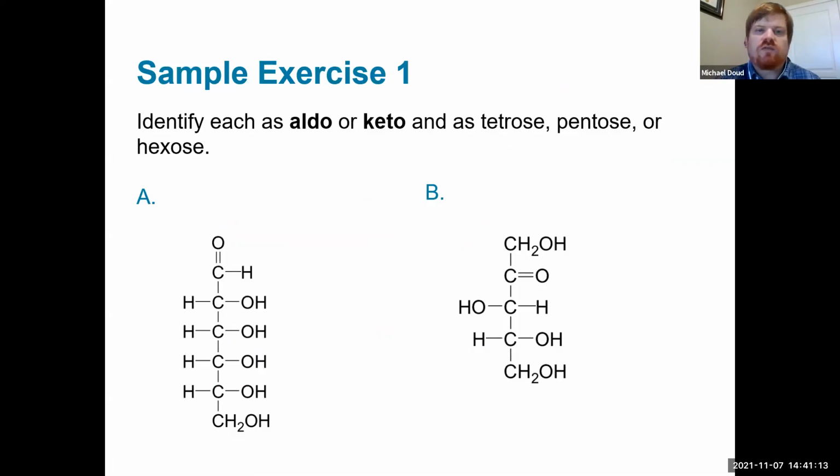Okay, now don't just take it from me. Go ahead and give it a shot for the sample exercises. So make sure, take a look at the sample exercise packet or put this in your notes here and tell me what type of sugar it is. So we want to classify these monosaccharides in terms of aldose versus ketose, and also tetrose, pentose, hexose. So go ahead, pause the video here, give it a shot, and when you come back, we'll take a look at the answer. So go ahead, pause.